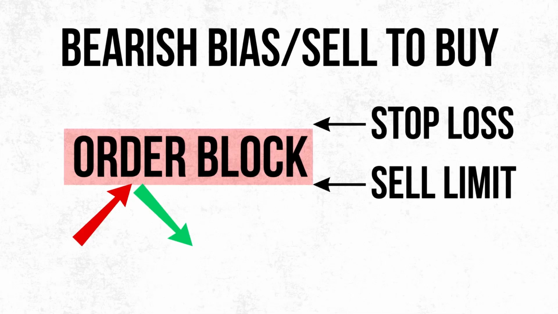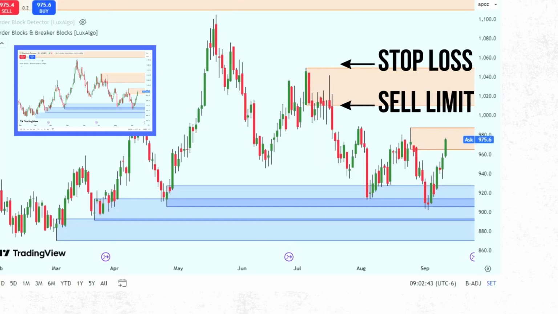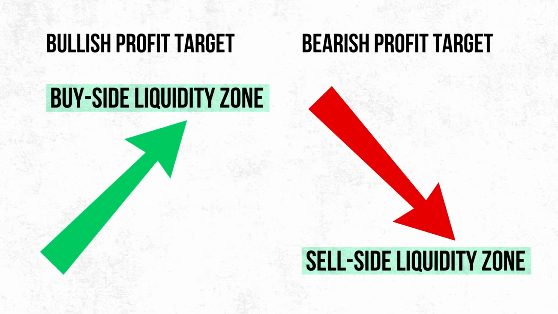For shorting, place a limit sell order at the bottom edge of the bearish order block, with a stop loss right above the top edge of the order block. Your profit target is the sell side liquidity zone below the closest swing low or market structure. Based on the time frame you use, your profit target will vary.